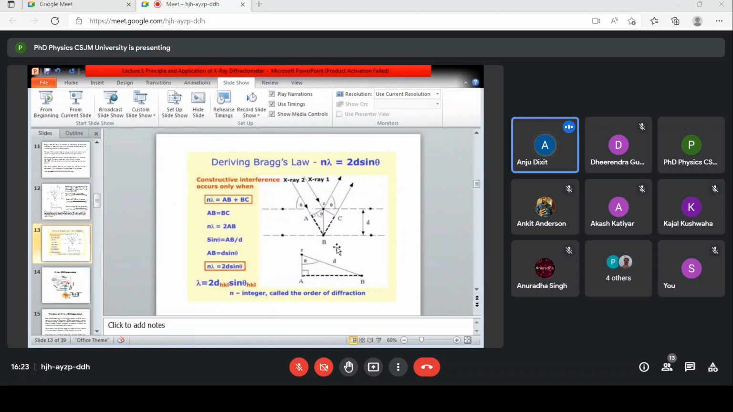AB plus BC is equal to n lambda, and please keep in mind that AB is equal to BC. Since AB is equal to BC, we can always write 2AB equals n lambda. By taking this triangle ABZ, we have sine theta equal to AB upon small d, or AB equal to d sine theta. So we get Bragg's law: n lambda equals 2d sine theta, written here in terms of Miller indices also, that is d HKL and sine theta HKL. Here n is an integer and is called the order of diffraction.